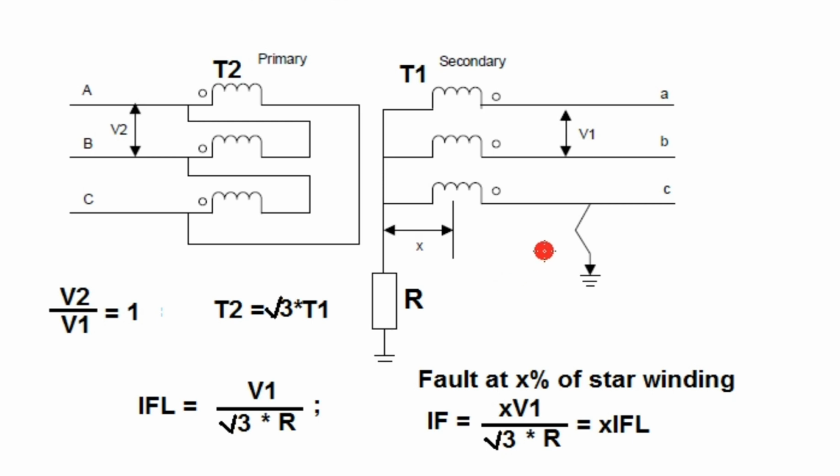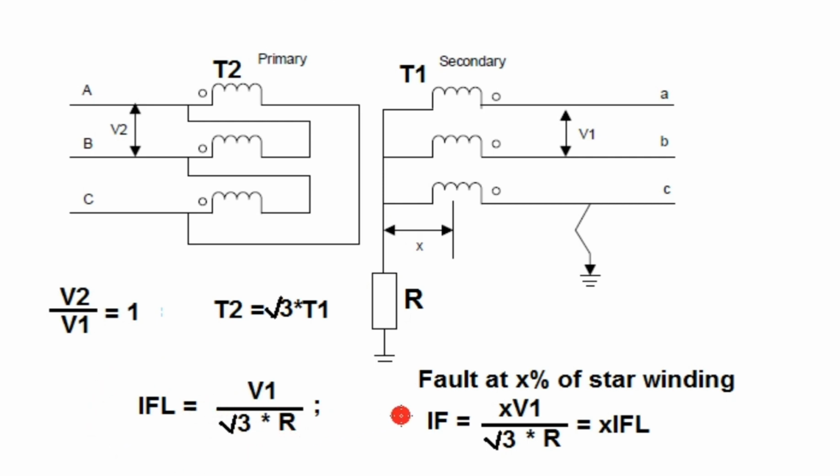Now, any earth fault occurring in the star side of the transformer at the point of full winding capacity, beyond the full winding capacity, the value of the resistance is such that it will limit the earth fault to full load current. So the full load current in the LV side is equal to V1 by root 3 into R, since V1 is the phase to phase voltage or line to line voltage. So the phase to earth voltage is V1 by root 3, and since a resistance is connected between the LV side neutral and earth, the full load current is V1 by root 3 into R.